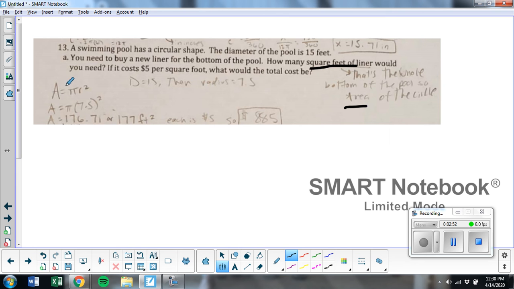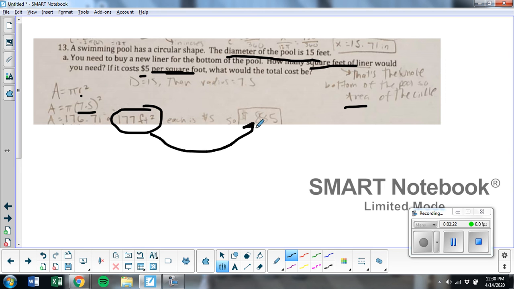So I'm going to write area equals pi r squared. And I know r, the radius, because the diameter is 15. So the radius is half a diameter. So that's how I put 7.5 in here. Then I just typed all that in, and I got about 177 feet squared. That's the area. And since it says per square foot, each of these 177 feet squared cost me $5. So I have to multiply this by 5 to get my final answer. $885. That's pretty expensive.